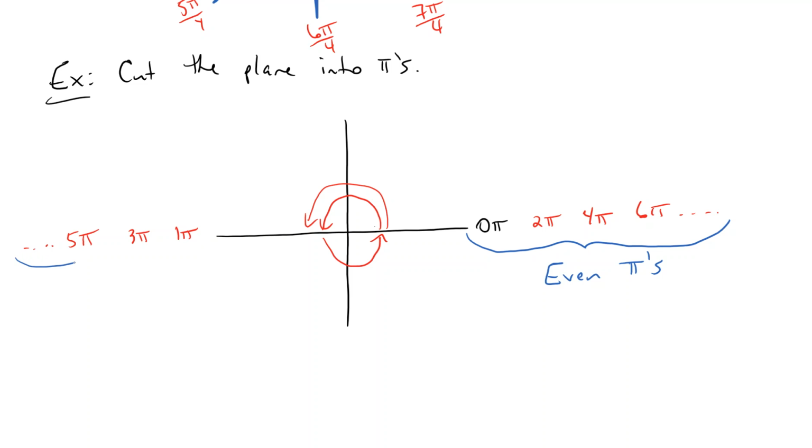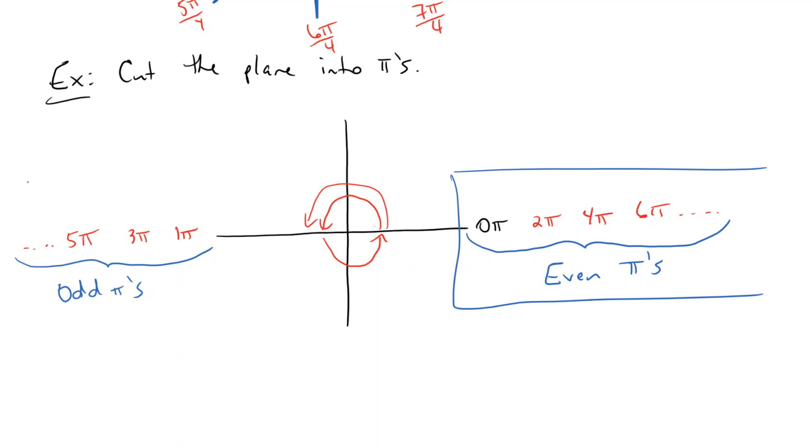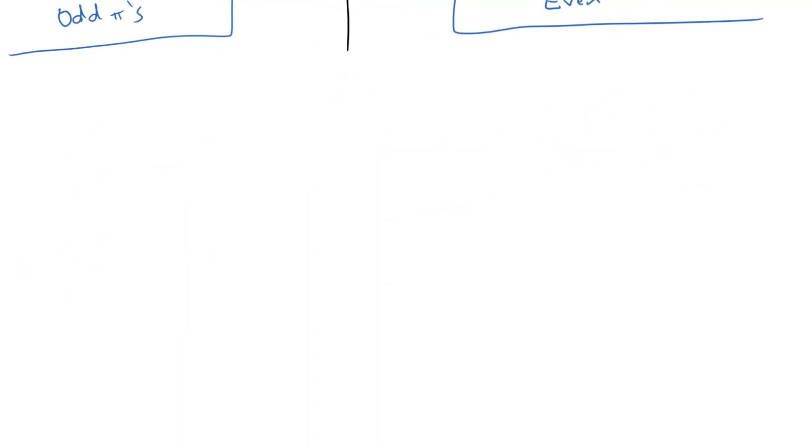Over here on the left side of the plane, we get odd pies. That's really important to help us quickly identify some things later on. So make sure you know that all the even pies are on the right and all the odd multiples of pi are on the left. Okay, let's proceed. We're almost done.